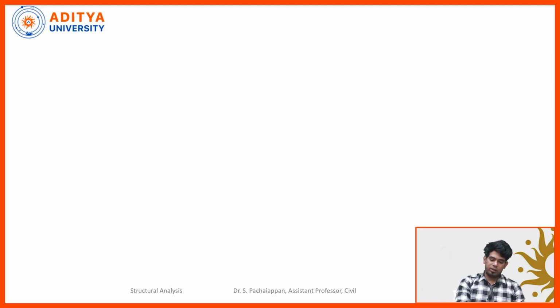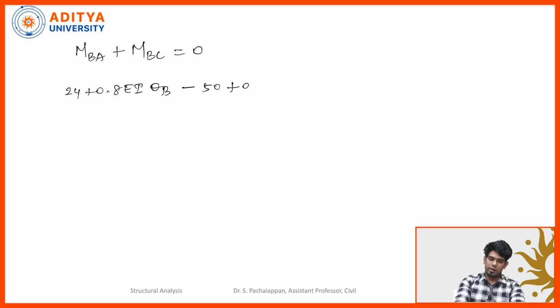So, write down the equation once again, MBA plus MBC equal to 0. So, let us apply this equilibrium condition, then we will see what we are going to get. So, already we have equations 1 to 4. I am going to substitute the equation for MBA here, which is 24 plus 0.8 times EI into theta B, and then the MBC value is minus 50 plus 0.8 times EI into theta B.